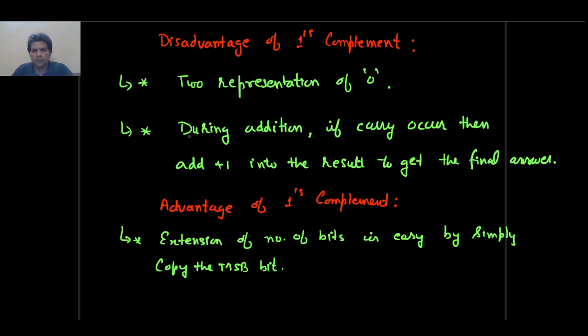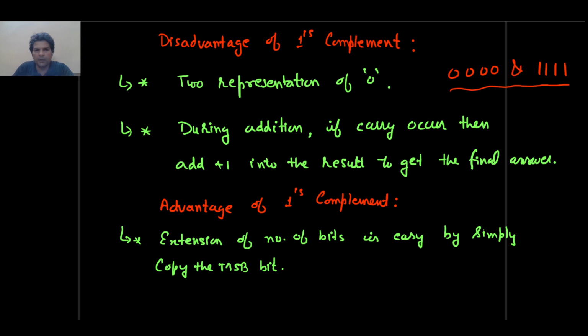Clear? So these two are the disadvantage of ones complement form. Two representations of 0. Which two representations? All 0 and all 1. Both of these are representations of 0. Clear? So the advantage is that extension of a number of bits is easy by simply copying the MSB repeatedly.